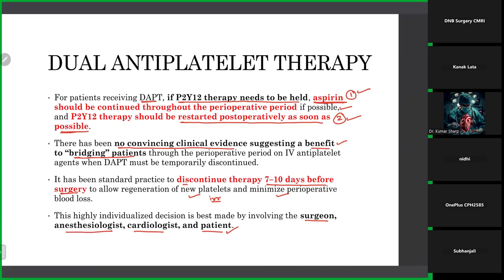Yes, sir. Right. Tirofiban is there. And I think Cangrelor is there, which is a reversible P2Y12 inhibitor. Yes, yes. Eptifibatide. GP2B3A inhibitors are basically used as tirofiban agents.